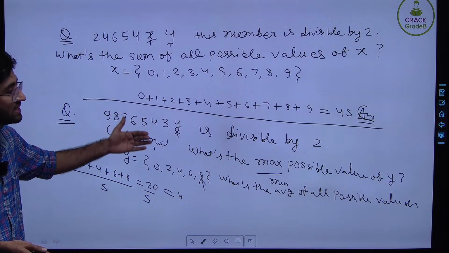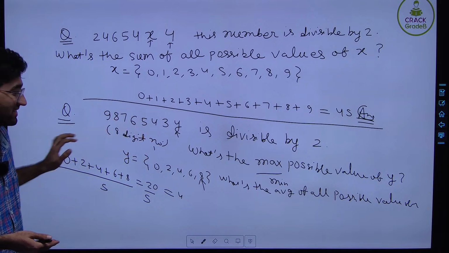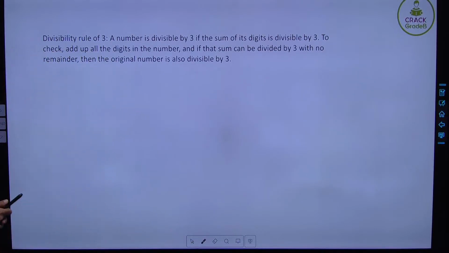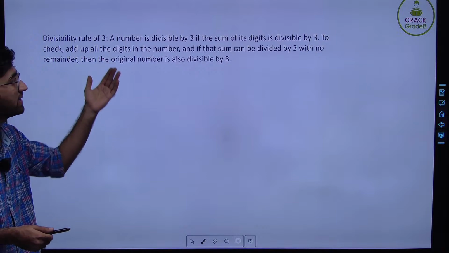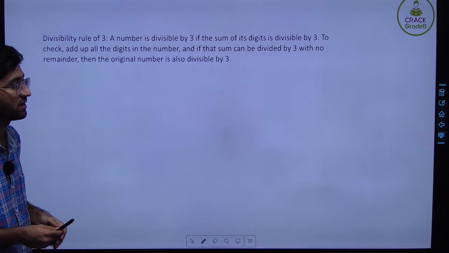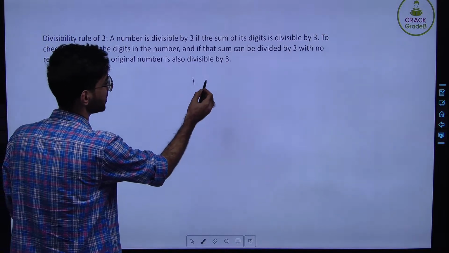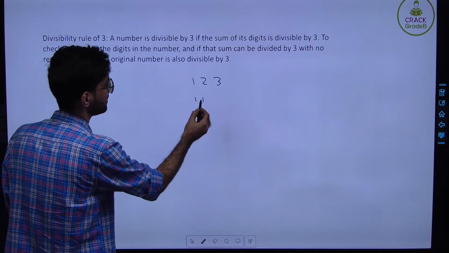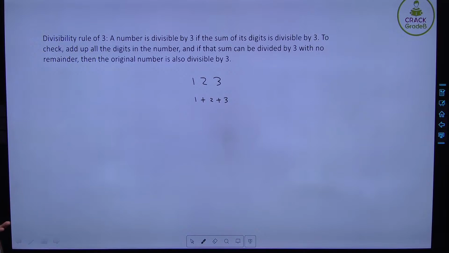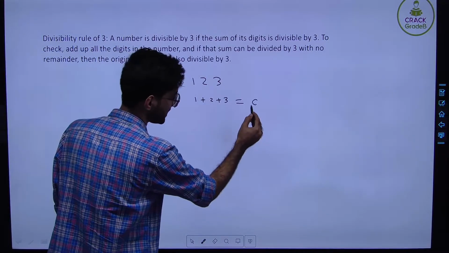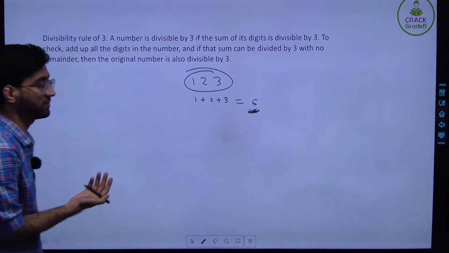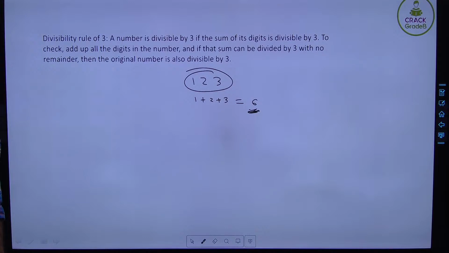Are you finding these questions interesting? Now we will try to understand the divisibility rule of 3. A number is divisible by 3 if the sum of its digits is divisible by 3. If I write 123, you have to add 1 plus 2 plus 3. 1 plus 2 is 3, 3 plus 3 is 6. If 6 is divisible by 3, the total number 123 will be divisible by 3.